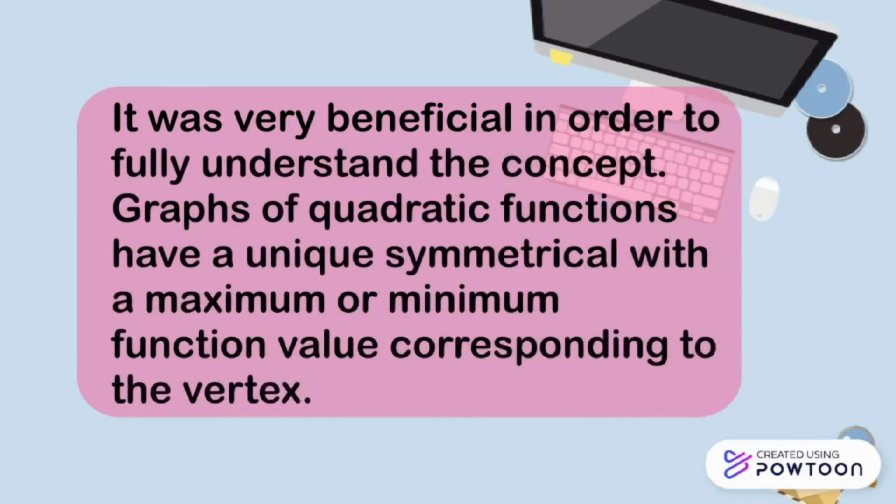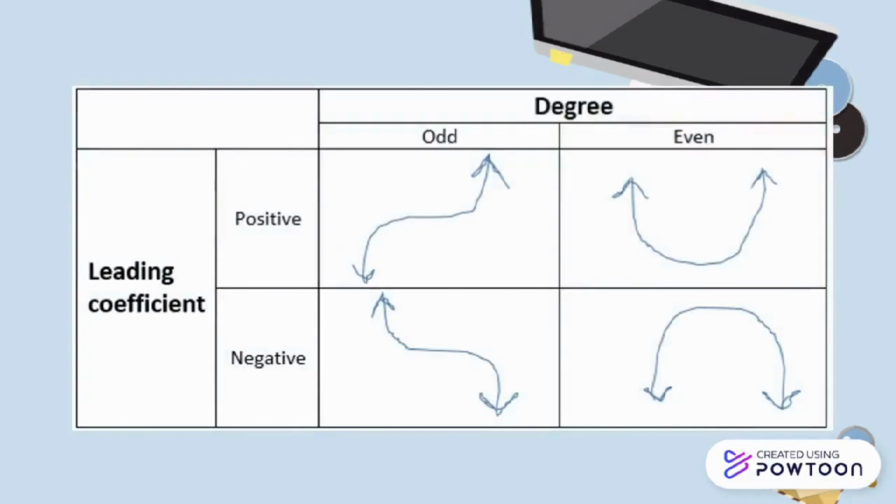Graphs of quadratic functions have a unique symmetry, with a maximum or minimum function value corresponding to the vertex. When the leading coefficient of the quadratic expression representing the function is negative, the graph opens down, and when positive, it opens up.